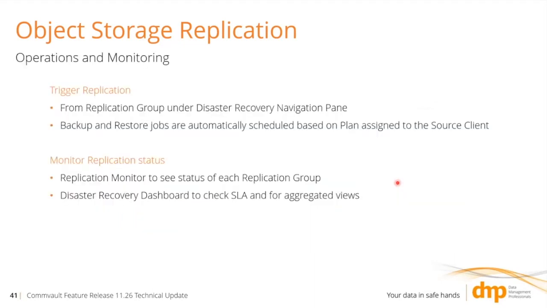Replication can be triggered from the command center under the disaster recovery feature set, or backups and restores are automatically scheduled based on the plan assigned to the source client. So let's say on the source you have a backup running every hour. Then as soon as the backup is ready, it will automatically restore that to your disaster recovery destination. And monitoring can be done through the replication manager, also in the command center, or through the disaster recovery dashboard available in your CommCell environment. So it's really easy to set up.